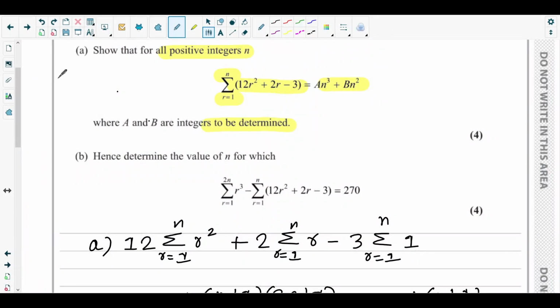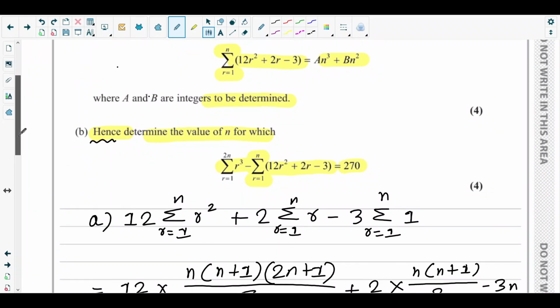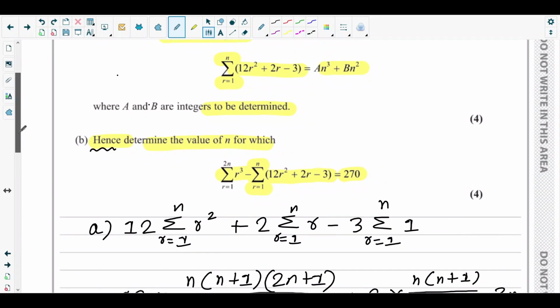Okay, next is part B. In part B, the question is asking, hence, determine the value of n for which the sum of r cubed from r equals 1 to 2n, minus the sum of 12r squared plus twice of r minus 3 from r equals 1 to n, equals 270. The question said "hence," that means we have to use the answer from part A to approach part B.